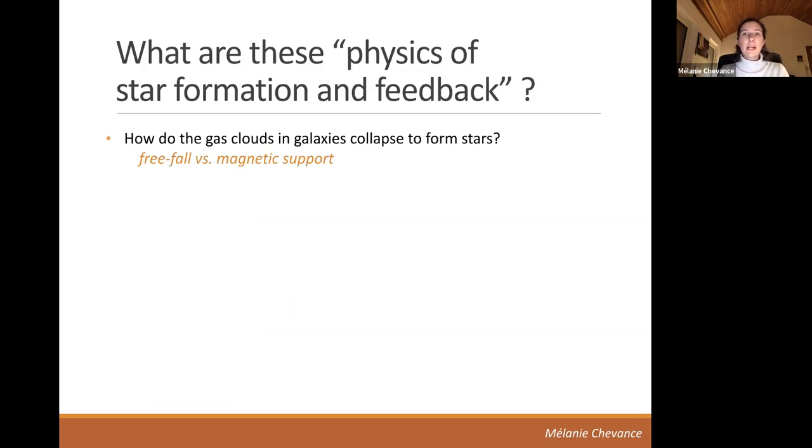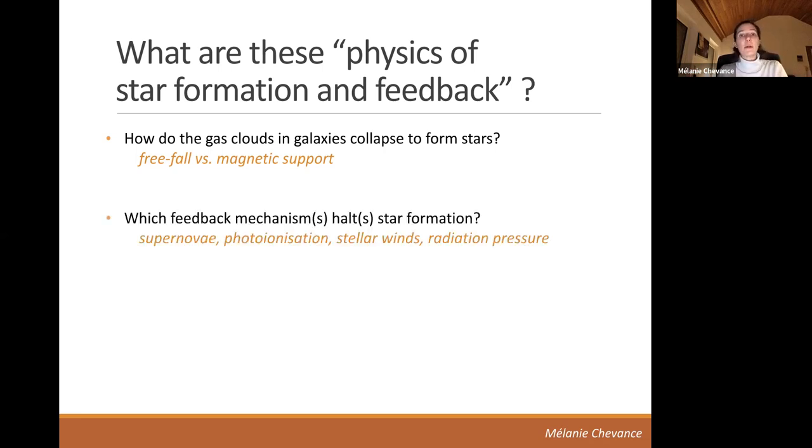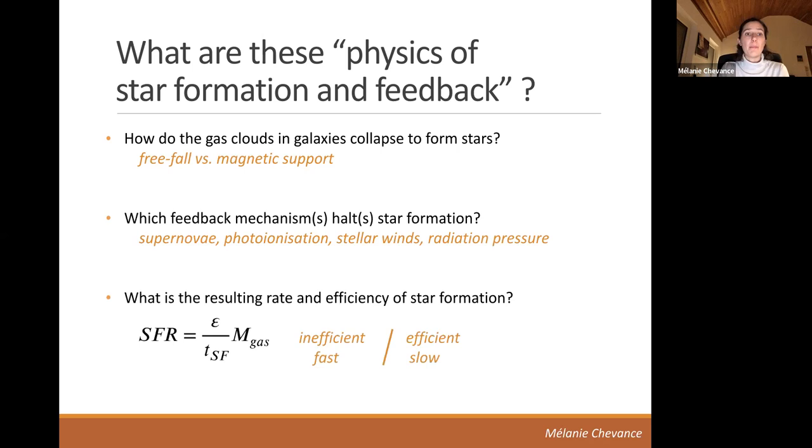So how can we try and do that, maybe observationally? To do that, I'll first go back to very basic questions that we want to answer. First, how do the gas clouds in galaxies collapse to form stars? Do they just collapse very quickly, just by free fall? Or is there a mechanism that supports the gas, maybe magnetic support, so that the gas clouds can live for longer? The second question is about feedback. Do supernovae or photoionization or stellar winds or radiation pressure, which one of these mechanisms halts star formation? Or is it a combination of all of them?